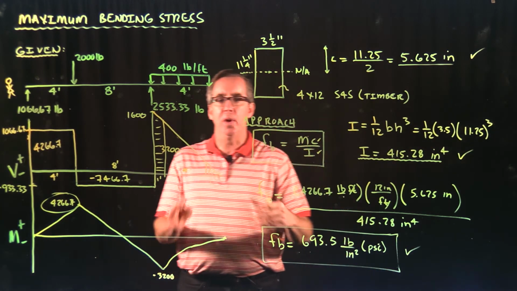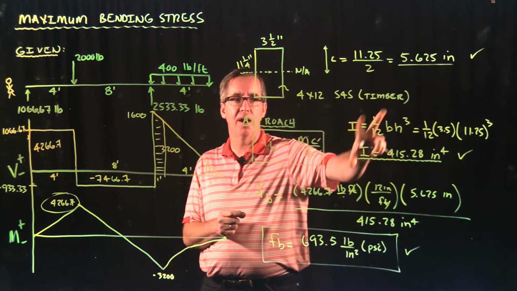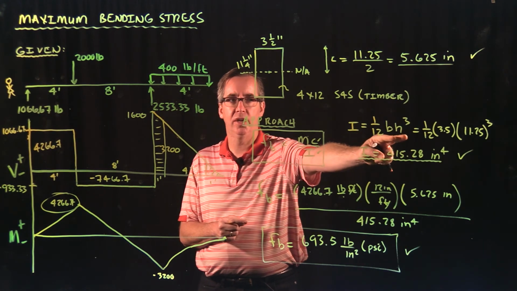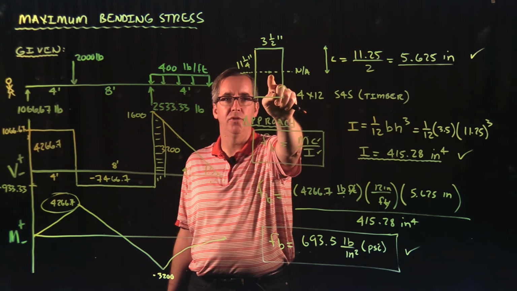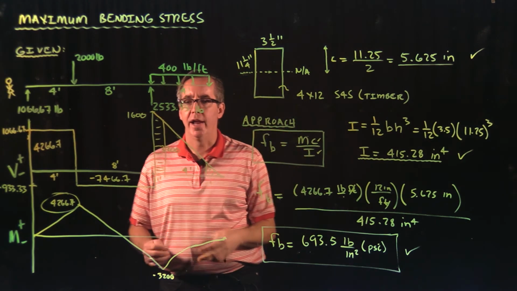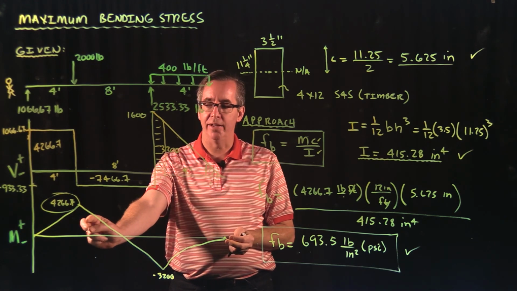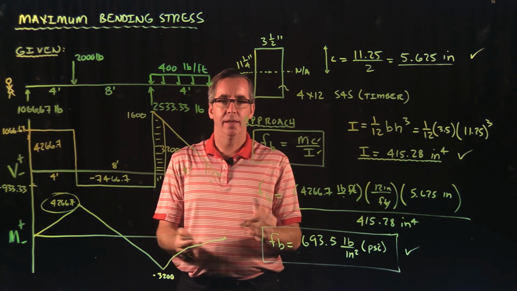So again, we had to combine the content from various lessons for this example. We had to figure out what the moment of inertia would be based on the formula 1/12 bh cubed. We had to look at the cross-section, figure out what C would be based on the location of the neutral axis or the centroid. And then we had to look at the maximum bending moment, which we had to derive by getting the shear stress first. So with that, that concludes our example.